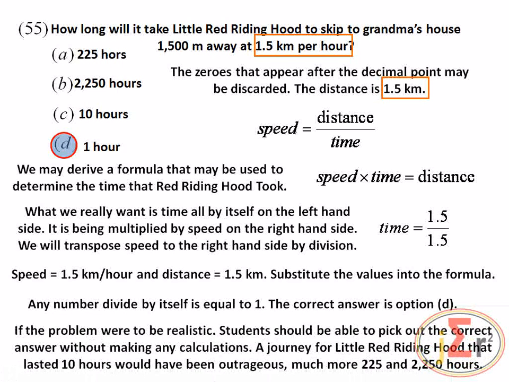If a problem were to be realistic, students should be able to pick out the correct answer without making any calculations. A journey for a Little Red Riding Hood that lasts 10 hours would have been outrageous, much more 225 or even 2,250 hours. Right, Jerry?